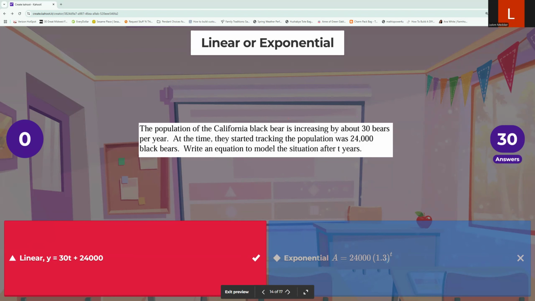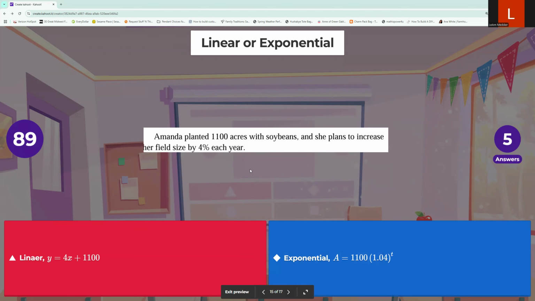All right, so sometimes I'll throw a linear one in there just to make sure we're paying attention. This one is going to be an exponential. Amanda planted 1,100 acres with soybeans, and she plans to increase her field size by 4% each year. Notice an increase of 4%. So that's going to be exponential.